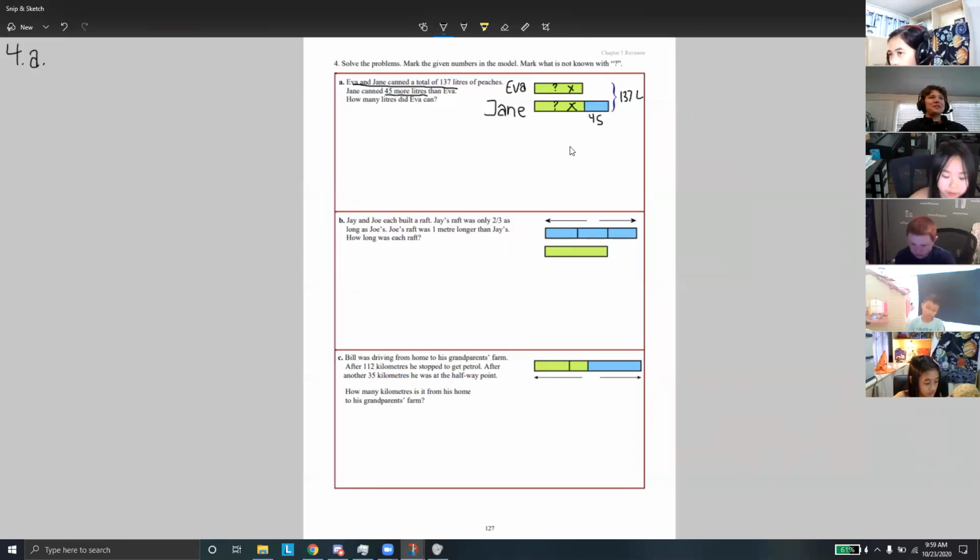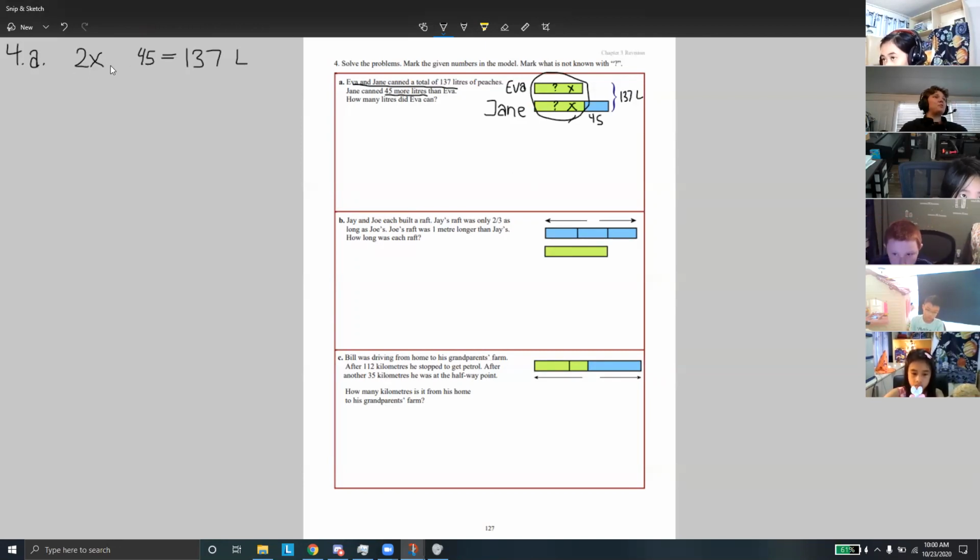Okay, so now how do we do this? Well, we know that on one side of the equation is what the total is. So I'll write that, 137 liters. And then on the other side of the equation is everything else. So we know we have a 45. And then we also have 2 question marks, or 2 x's. And how can we write that? 2x. Yeah, exactly. And this is going to be a plus sign, because 2x plus 45 equals the whole thing, 137. Okay, now to start solving the problem.